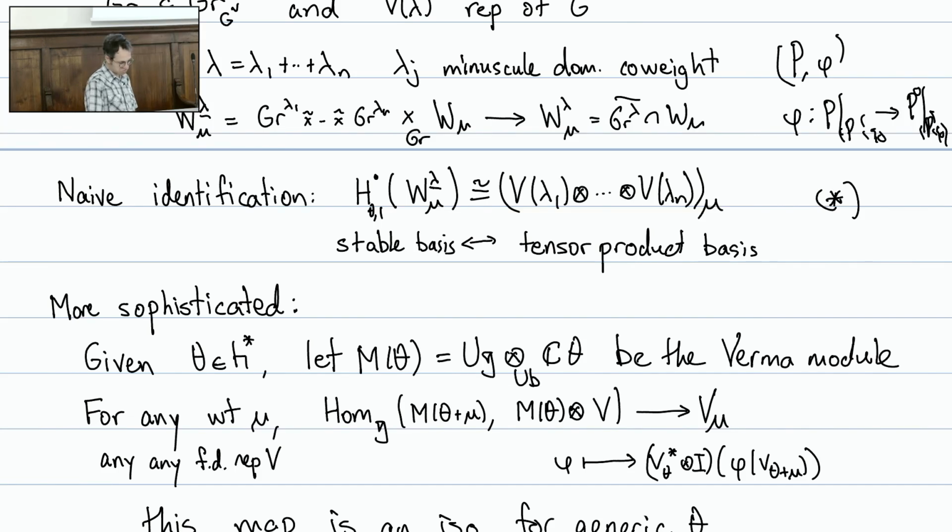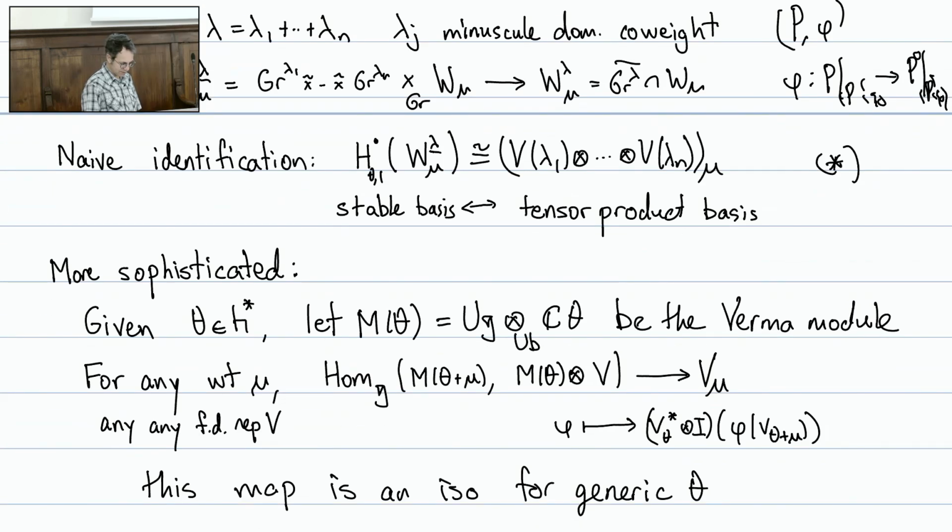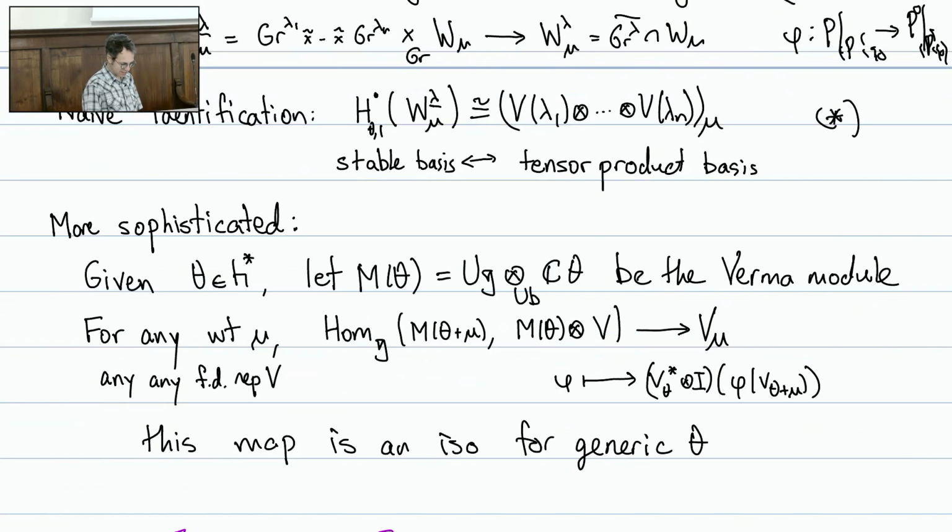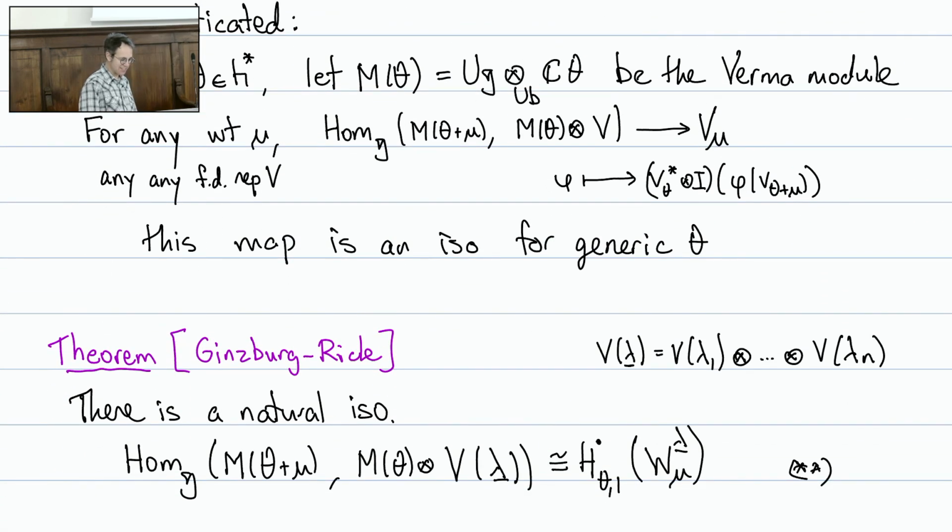This is some kind of standard construction in Lie theory, but I needed to bring it up. Okay, so if theta is generic, then this map's always an isomorphism. If theta is not generic, the map, I think, will be neither necessarily injective nor surjective. But when theta is generic, the map's an isomorphism. The reason I bring this up is because we're going to make use of this.